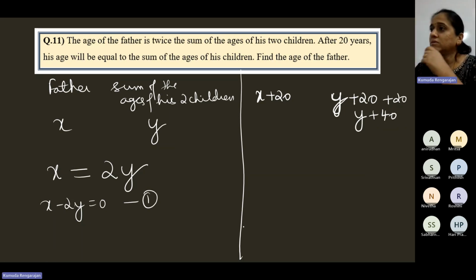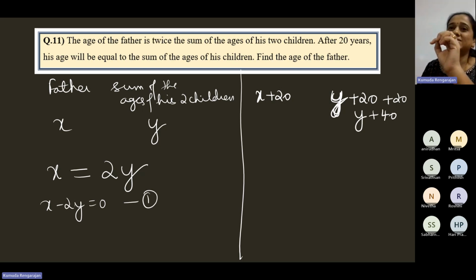You have a doubt there? There are two people here. After 20 years, each one's age would have increased by 20 years, so plus 20 plus 20. If there are three children, let the sum of the ages of the three children be y. Even if there are 10 children, let the sum of the ages of the 10 children be y. So after 20 years, it will be y plus 20 added 10 times.